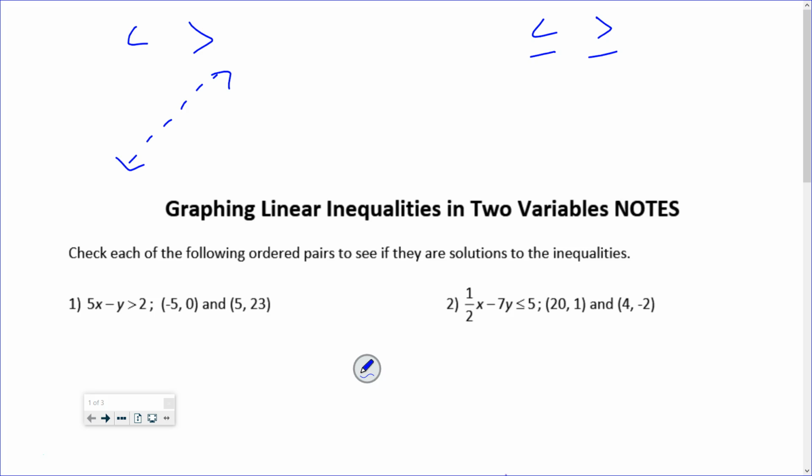What is it going to look like if it's equal to, though? Then it'll be solid. Okay. So I'm going to keep my solid line.